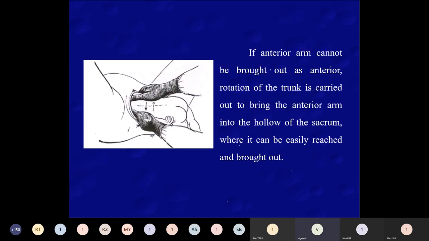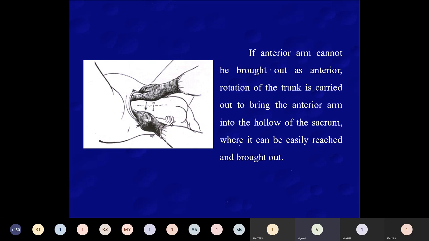Especially in the case of nuchal arms, if the anterior arm cannot be brought out as anterior, rotation of the trunk is carried out, bringing the anterior arm into the hollow of the sacrum where it can be easily reached and brought out. See, normally in the vertex also, the anterior shoulder is born first, later the posterior shoulder. Why? That is because the anterior shoulder is at a higher level than the posterior shoulder. So suppose you can't deliver the anterior shoulder, the baby should be rotated and brought to the posterior, then that arm should be delivered from the posterior root. Then again you turn, and the other arm again turns back to posterior and you deliver that arm. That is known as Lovset's maneuver.